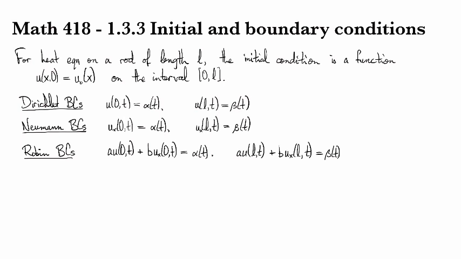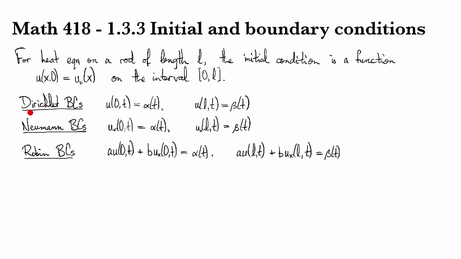So let's talk about initial conditions and boundary conditions for the heat equation. If we've got the heat equation on a rod of length L, then we can think of the initial conditions as being a function, and we'll just call it u sub 0, on the interval from 0 to L. So x is between 0 and L.